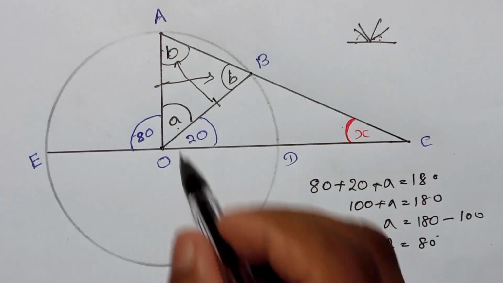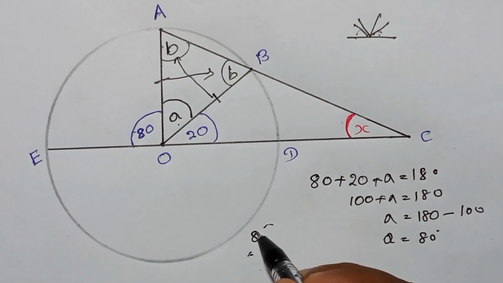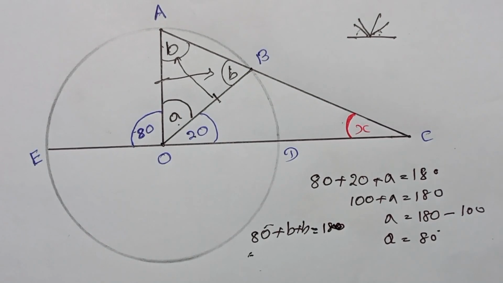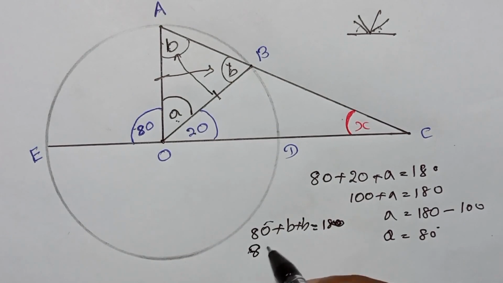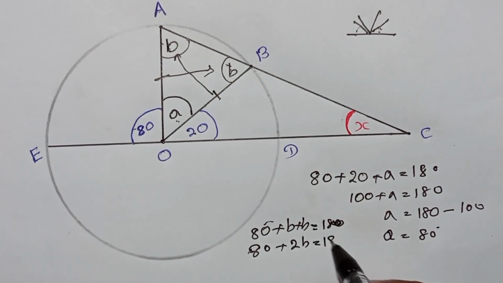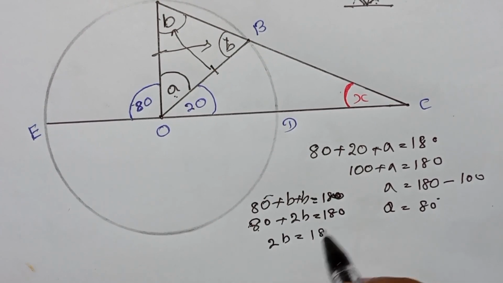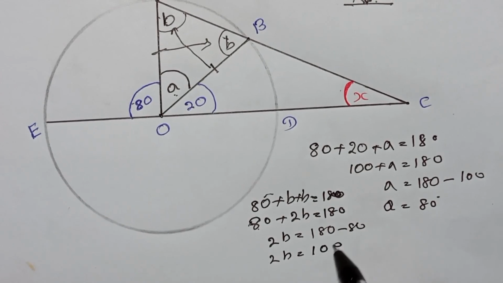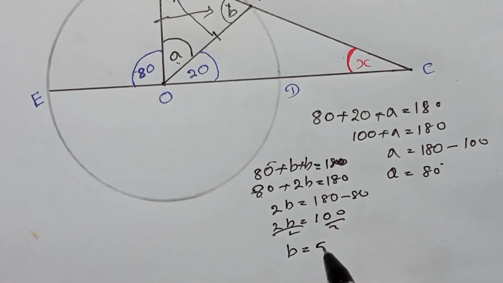Now I can write, A is 80, no? So I can write 80 plus B plus B will be again 180, right? This plus this plus this. Here B plus B means 2B, so 2B equals 180 minus 80. Now what do I need to do? 80 brings to here, so 2B equals 100. Both sides divided by 2, B will be equal to 50.